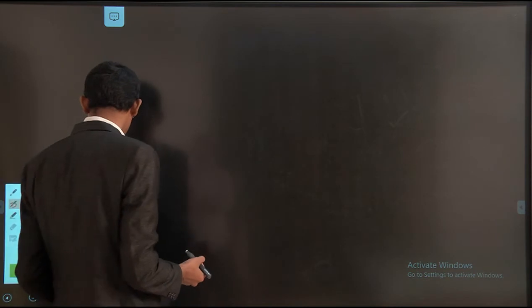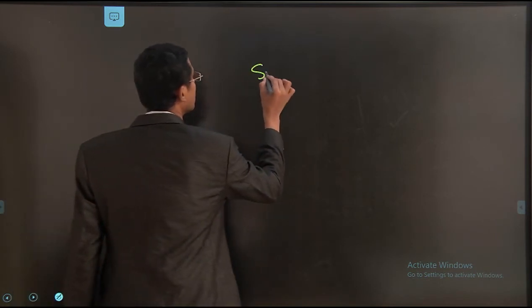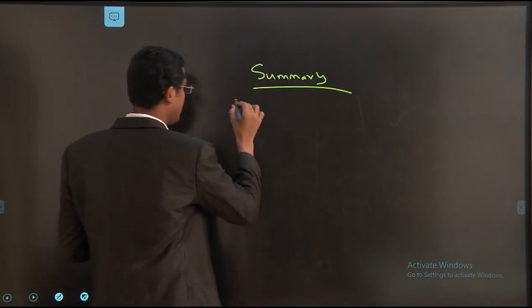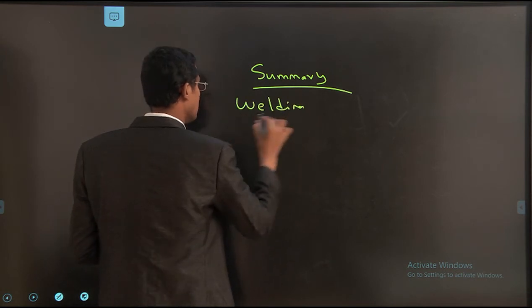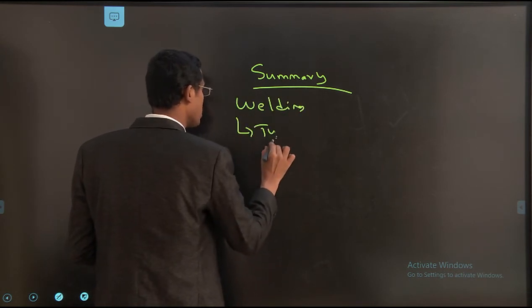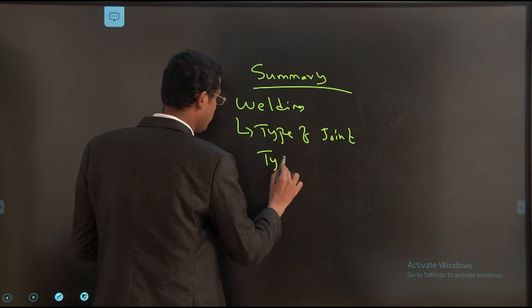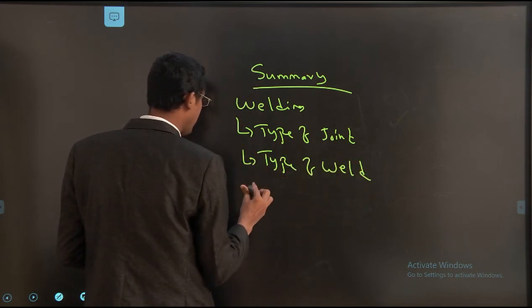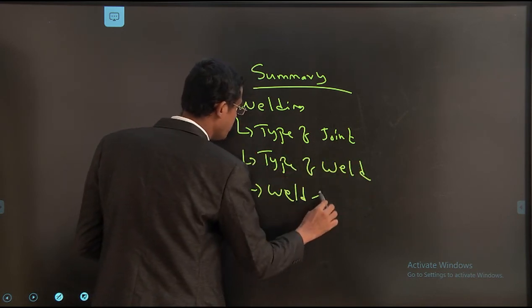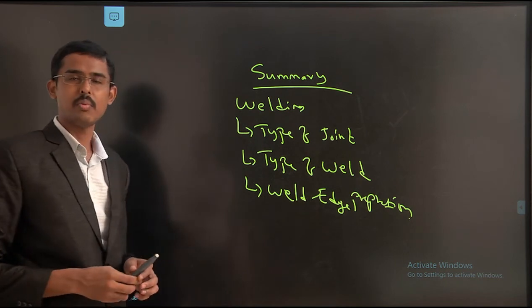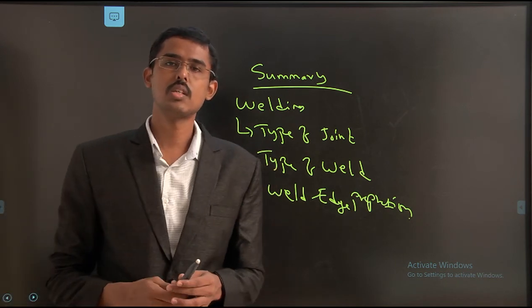At the summary of this class, in this class on welding, we have seen about the types of joint and types of weld, right? And we have combined these configurations, as well as edge preparations. So the remaining part of the subject, we'll see in the next session.